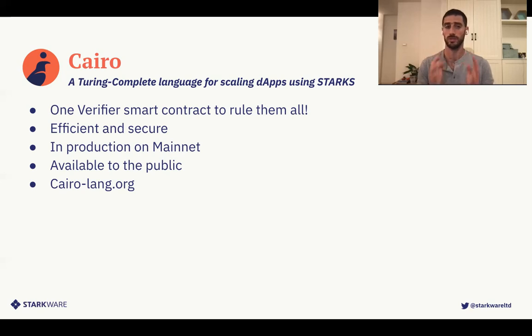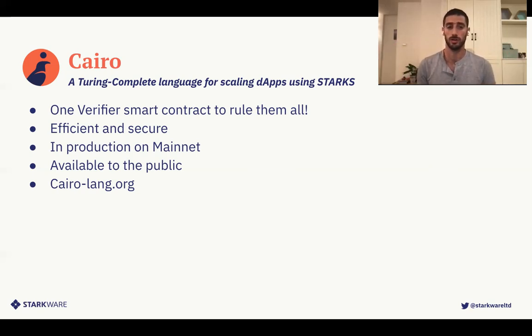What is important for us to understand is that Cairo allows anyone to write any program that they want, and a proof that is generated for those programs can all be verified in one smart contract. So this is the first thing that allows us to use Cairo in order to build Starknet, which holds many programs.